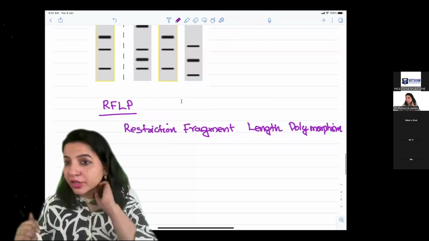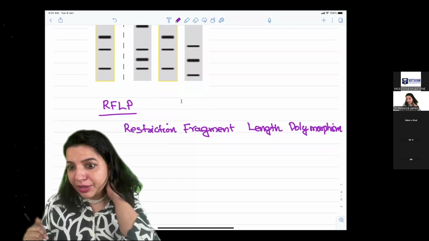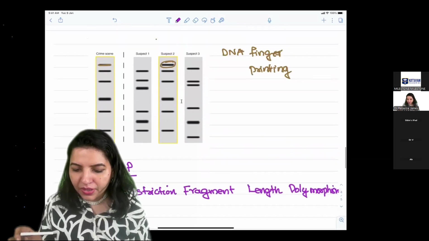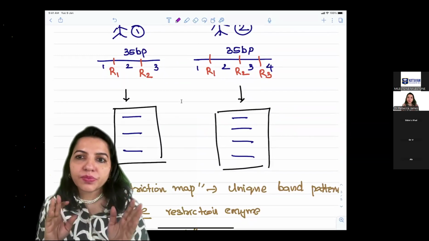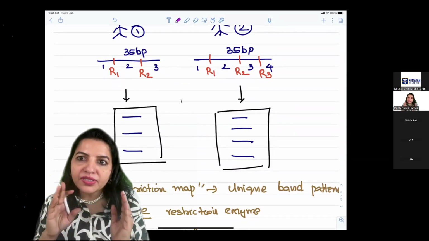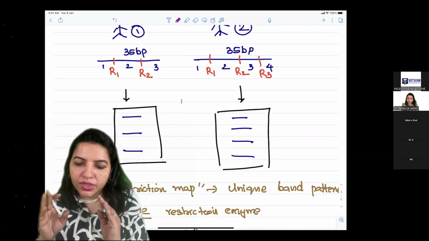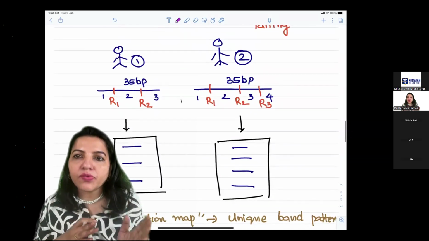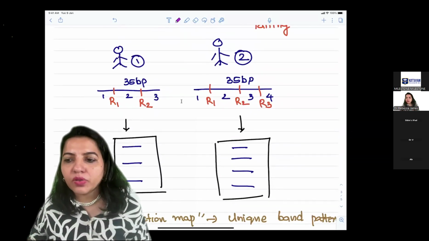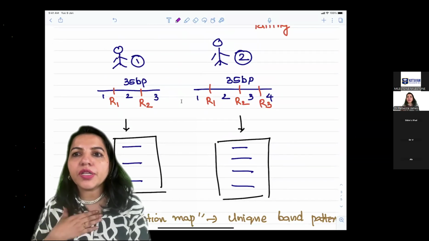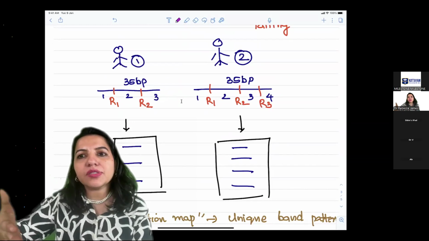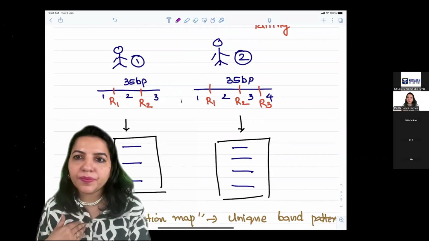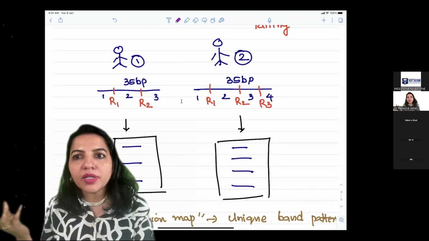Restriction fragment length polymorphism. What is restriction fragment length polymorphism? So we are going to the here, okay? So we have seen two restriction maps, right? When we see these two, does it mean that individual 1 and 2 are abnormal? I have some features when another person is not having, it's not looking like me. So is it abnormal?